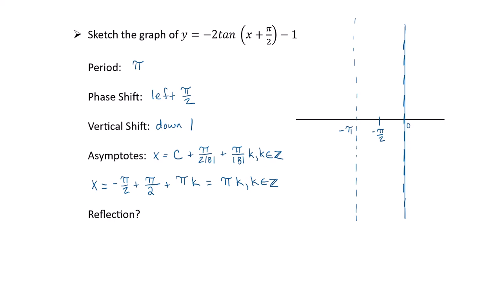Now, do we have a reflection? Yes, we have a reflection because we have a negative in front of that. And we also have a stretch factor. We're going to stretch by a factor of 2. That means all of our vertical components will be multiplied by 2. Okay, now we need to go ahead and get a couple more points on the graph.